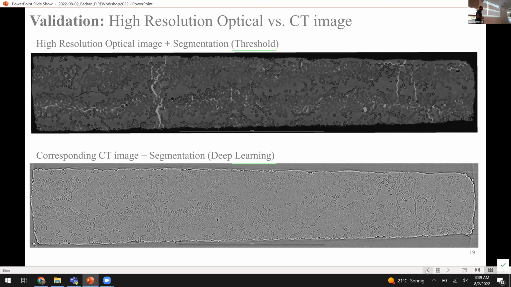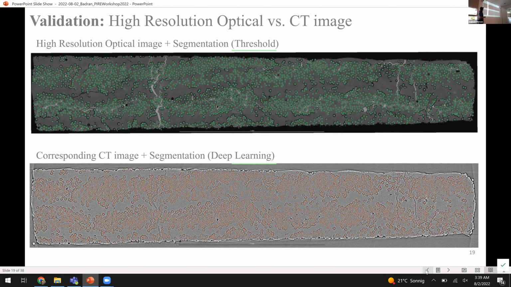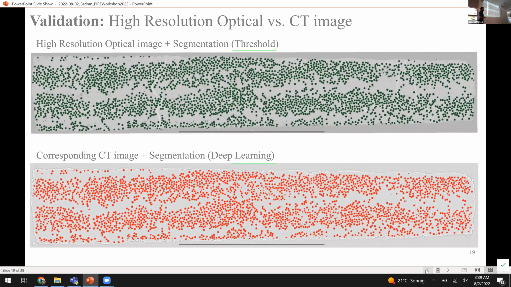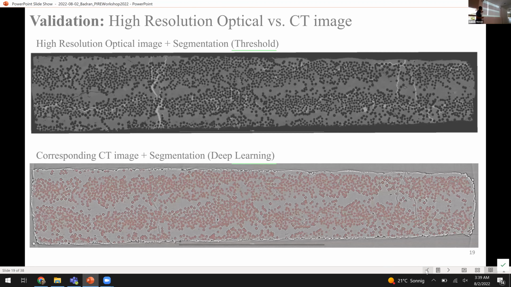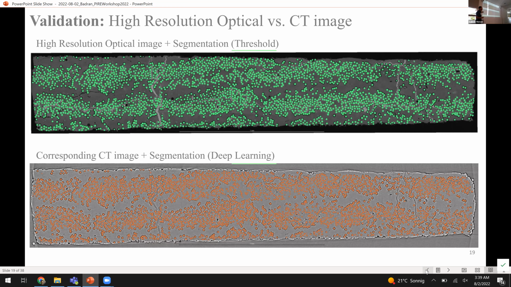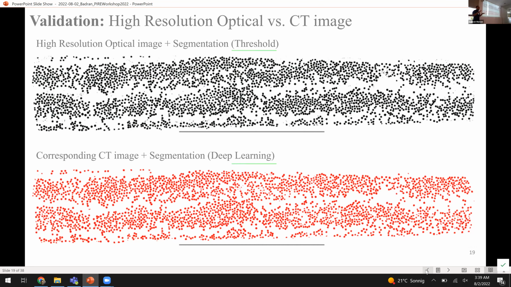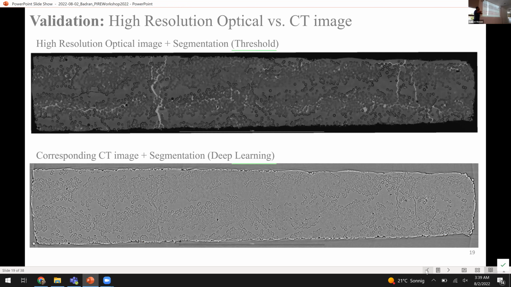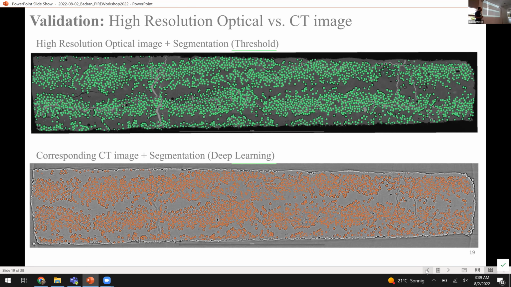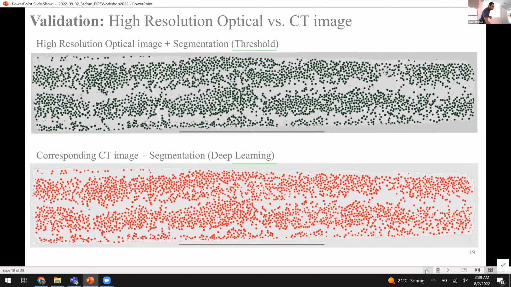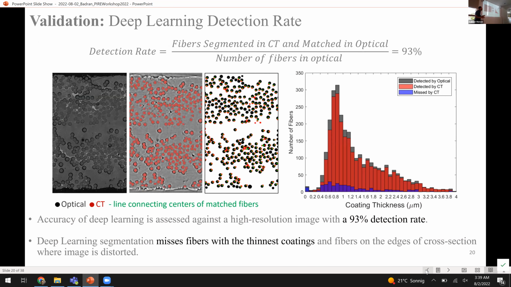So the next slide here is the optical segmentation in green, and the CT segmentation in orange. And you can sort of guess what we're going to do here: we're going to overlay them on top of each other to detect a fiber hit rate, to see a fiber detection rate. The detection rate here we define by the fibers that are segmented in CT and matched to the fibers in optical, divided by the total number of fibers that we are aware of. And you can see here that the detection rate is about 93%.